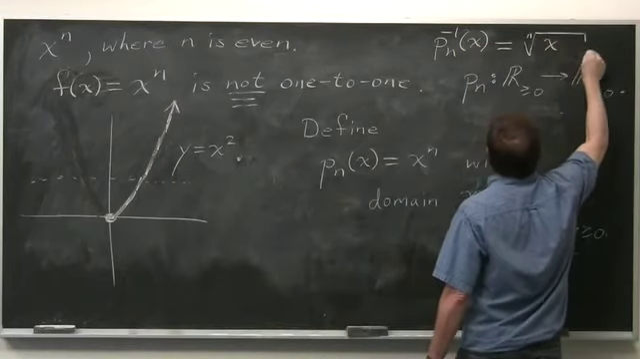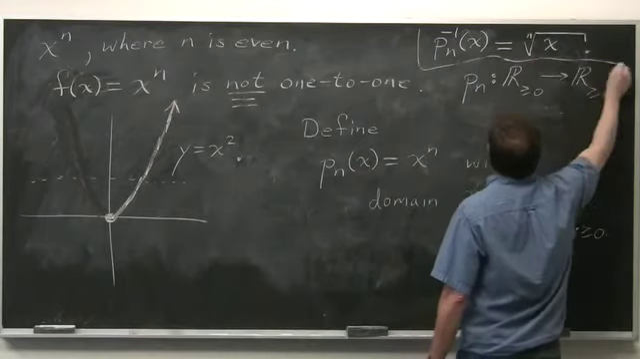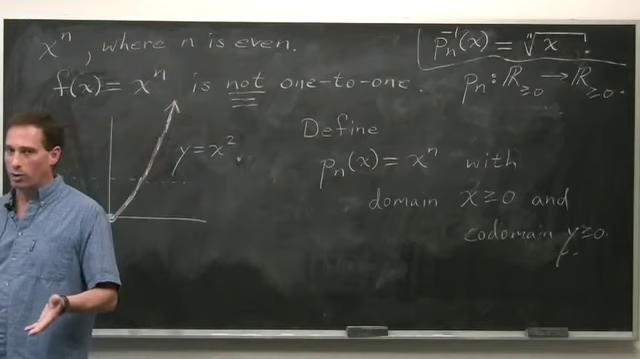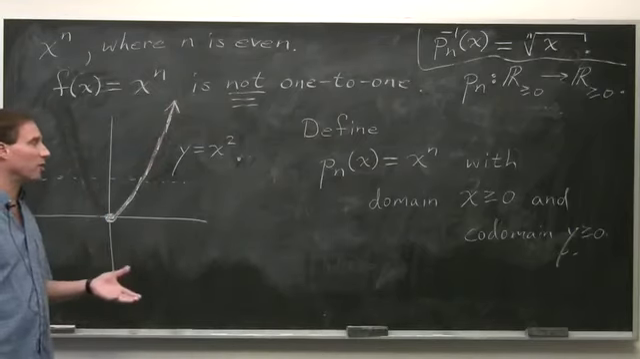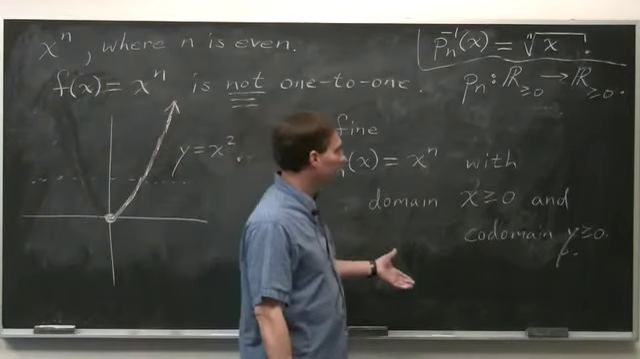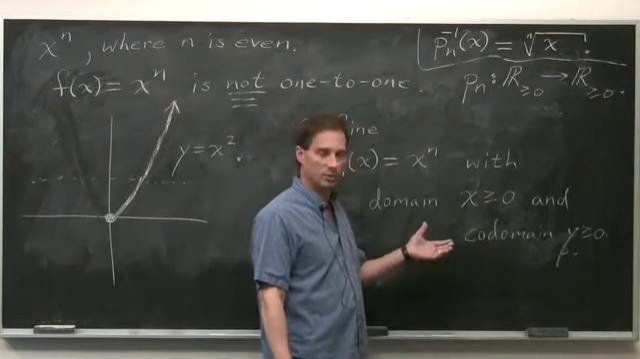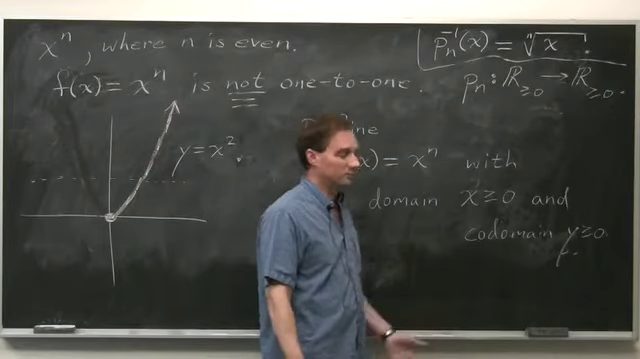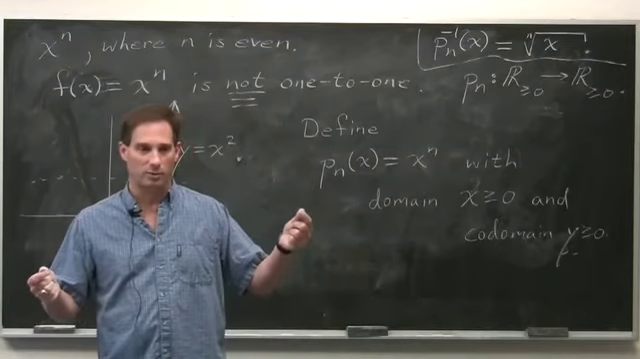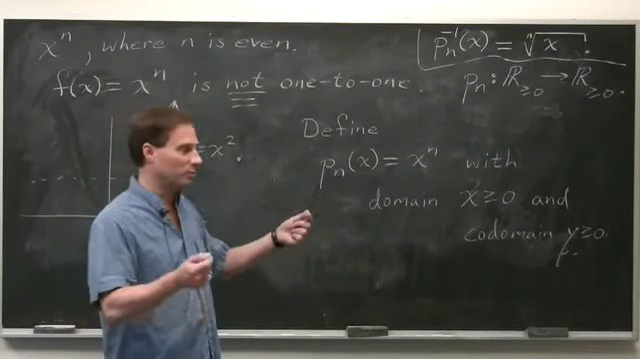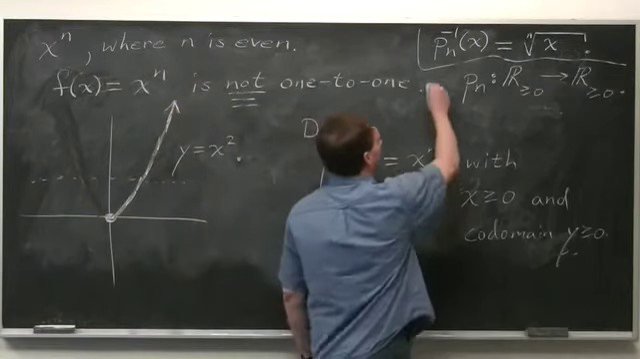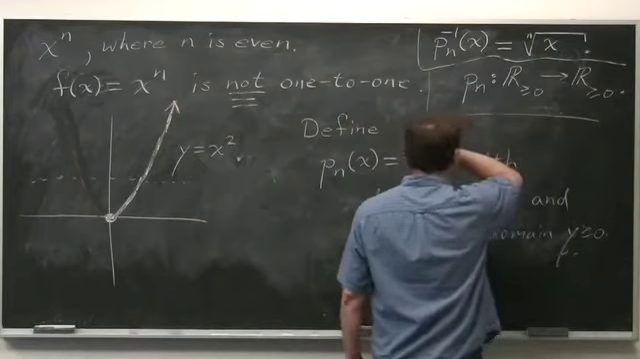For odd n, there's no problem. Raising x to the n when n is odd is one-to-one and onto. It's a function from R to R. You can give it any real number. Take x cubed, and you can get back any real number. So it's onto, and it's one-to-one. If two real numbers, x1 and x2, give you the same thing after you cube, so if x1 cubed equals x2 cubed, then x1 had to equal x2. It's for the even powers that we have to make this kind of special definition.